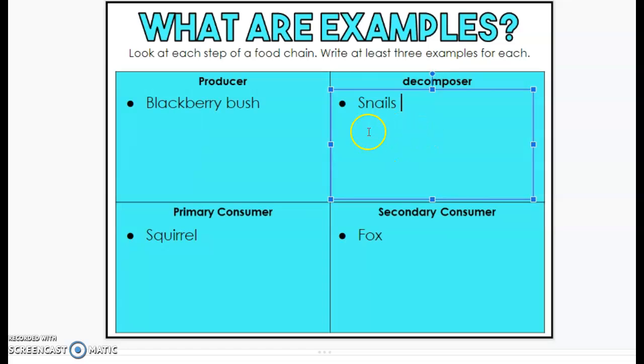So now I want you to do the same. Start with producer. Come up with a plant. What would it eat? What would that eat? And then how would it decompose? Once you're finished filling in 2 more in each, then you are done with your science for today.